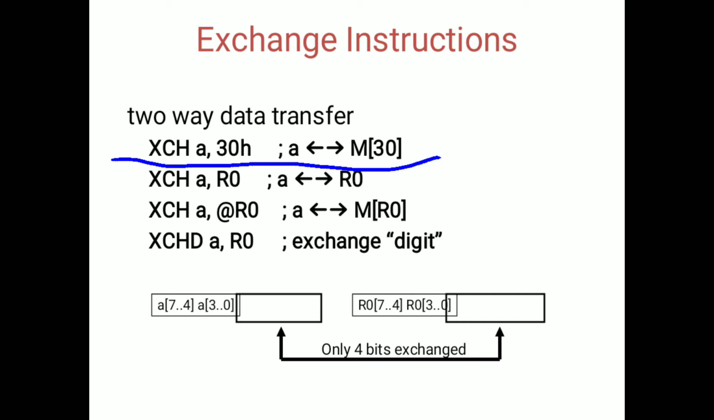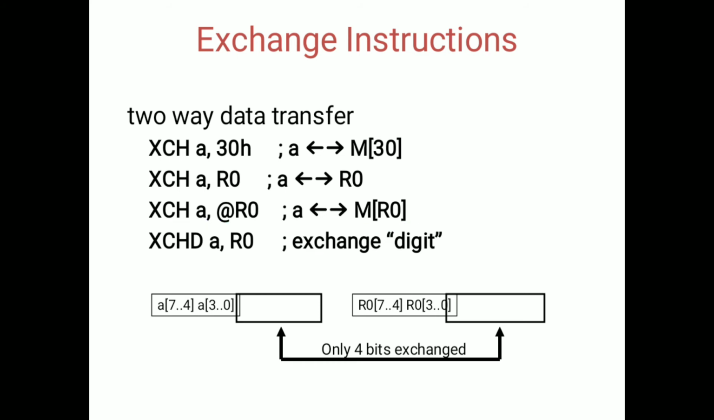Here it is showing that the memory 30 location is putting its data in the accumulator, and the accumulator data is coming to the 30H location of the memory. Similarly, we can exchange data of two registers, like the A register and R0. Similarly, we can exchange the data of the accumulator with memory pointed to by R0. Whatever data is at R0's location will be moved to the accumulator, and the accumulator data will be moved to that memory location pointed to by R0.